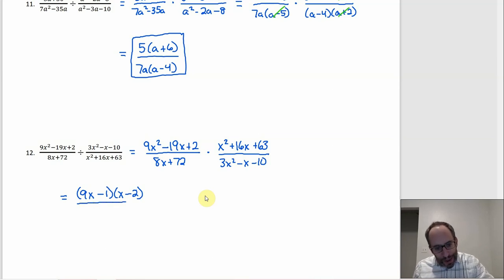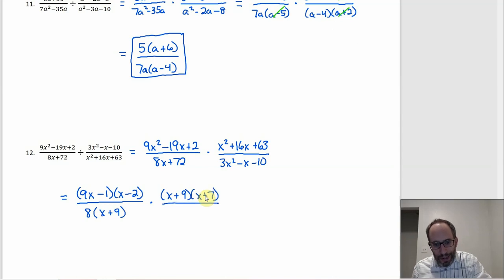So I guess that doesn't sound terribly mathematically rigorous, but it gets the job done, I suppose. And then the denominator, common factor of 8. If we factor that out, we'll have 8 times x plus 9. All right, then second numerator, we're going to have x plus 9 times x plus 7. That one's not too bad to factor.